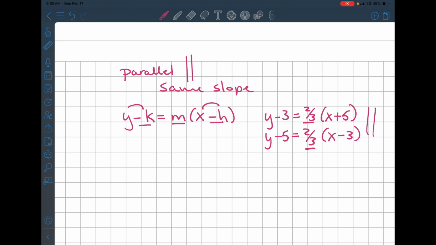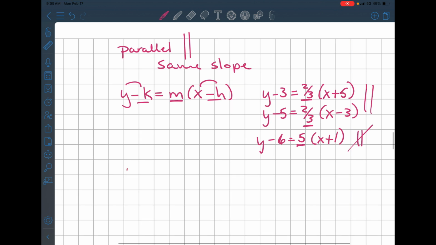But if I said, hey, but is this one parallel to it? Look at my slope. That one's 5, so this one is not parallel to those lines. Same thing with perpendicular, but they are not the same.